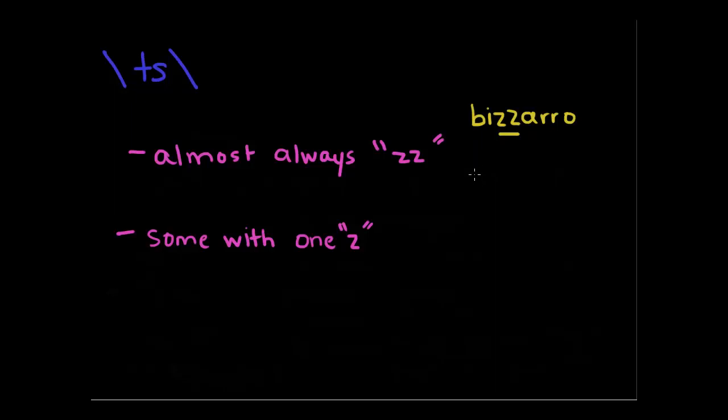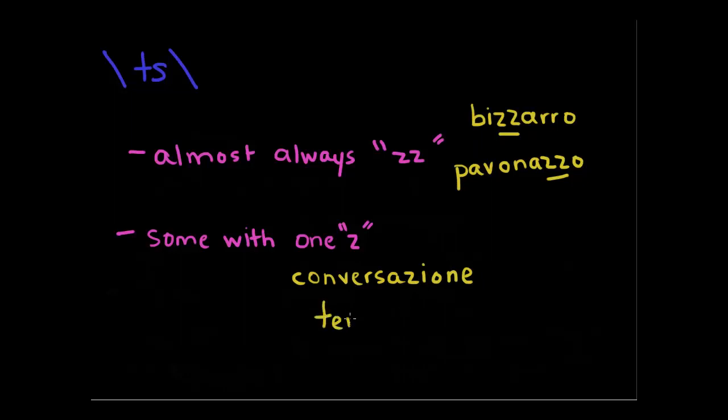Another example is Pavonazzo. This is an O. Let me fix this. Pavonazzo. We've got double Z again. And there's a couple examples with one Z. A main one is conversazioni. Probably see the cognate conversation in there, but just one Z for the TS sound. Also terzina is one. Terzina. And another one is donzella.